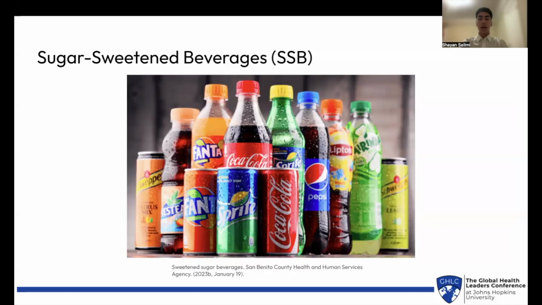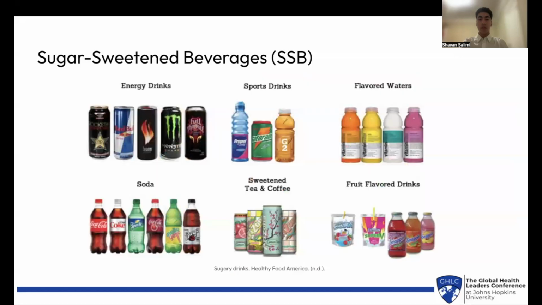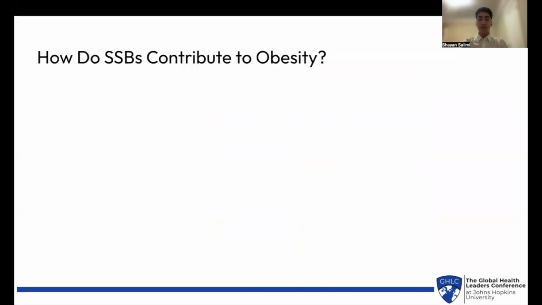First, what is classified as a sugar-sweetened beverage? Well, sugar-sweetened beverages include any drink that contains added sugar. Some examples being energy drinks, sports drinks, flavored waters, sodas, which is a really big one, sweetened teas and coffees, fruit-flavored drinks, and many more.